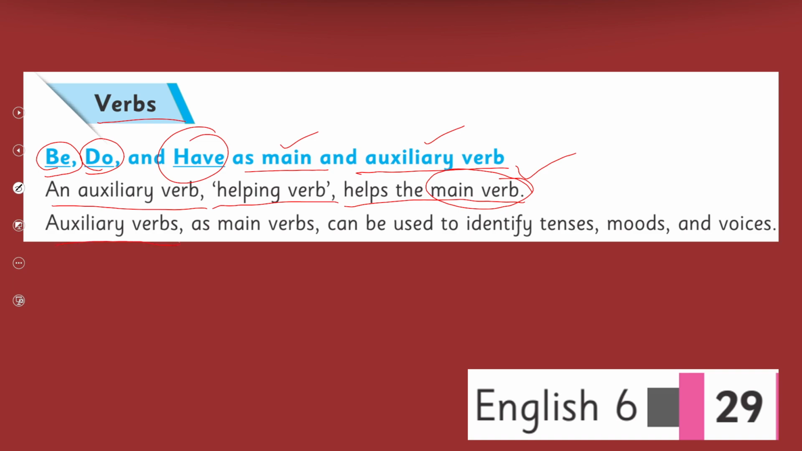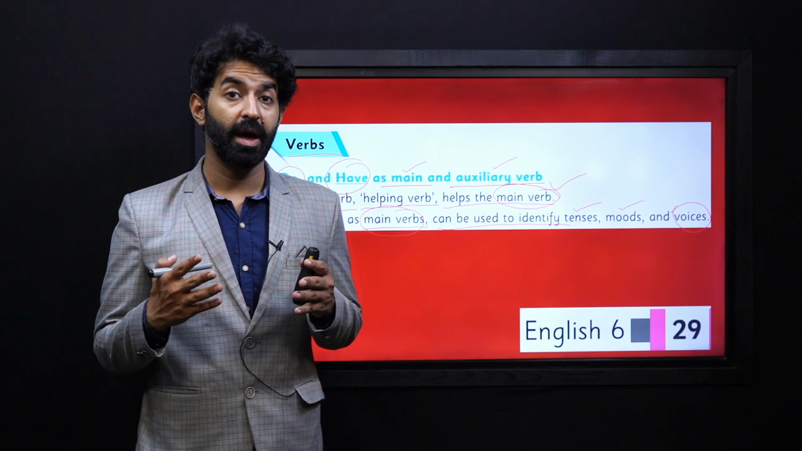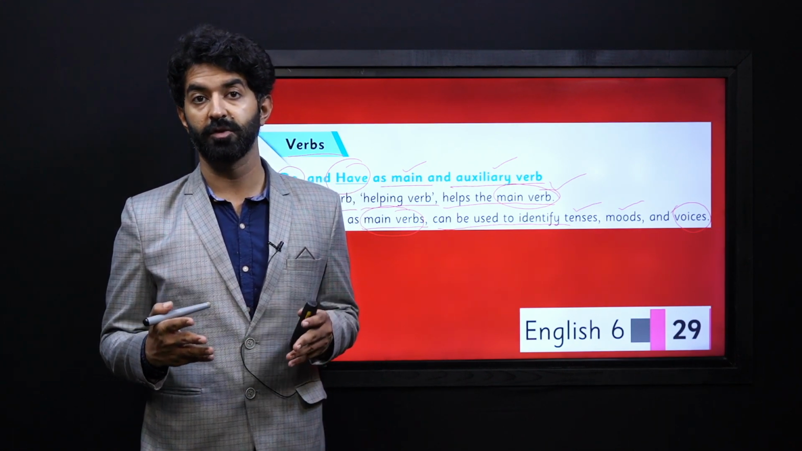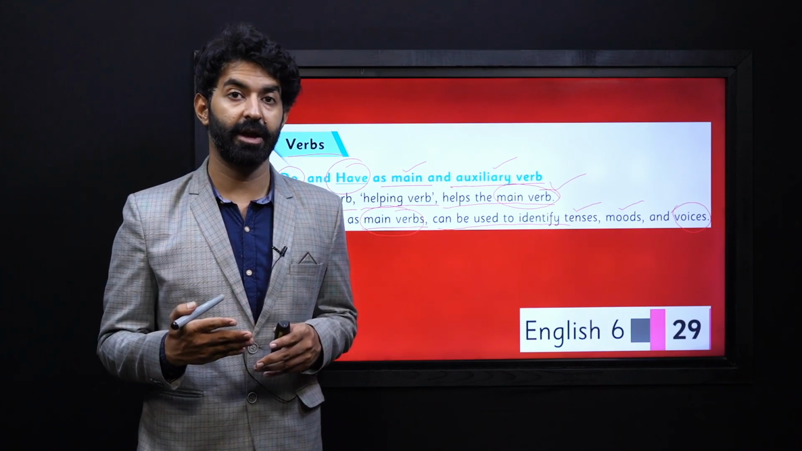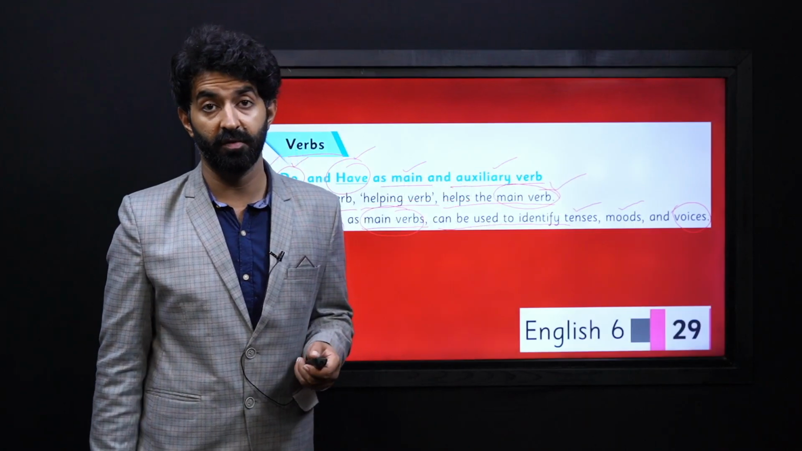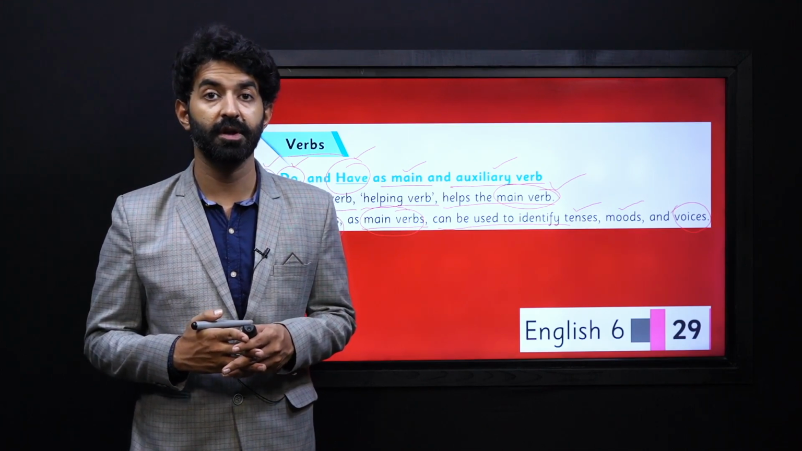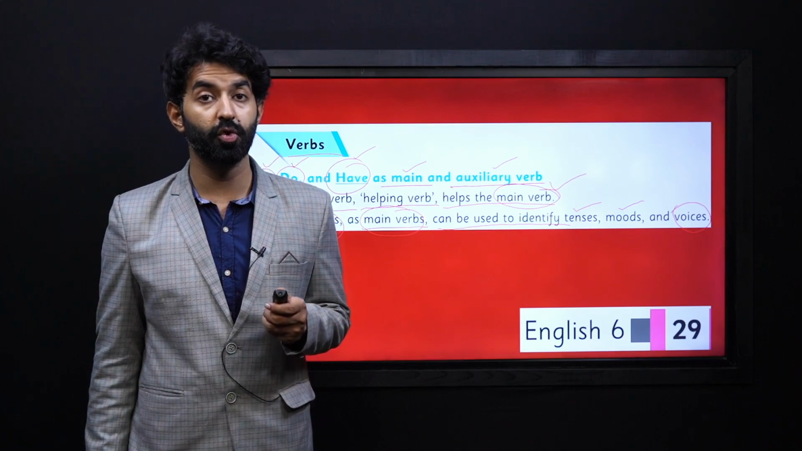Auxiliary verbs, we can use them as our main verbs. Why? Because they can be used to identify tenses, moods, and voices. So, sometimes we are using our helping verbs or auxiliary verbs in place of our main verbs. They can act as main verbs. And first, we talked about be, do, and have as main and auxiliary verb. All these three will be used both as the main and as the auxiliary or helping verb. And this is what we are supposed to learn from this video.